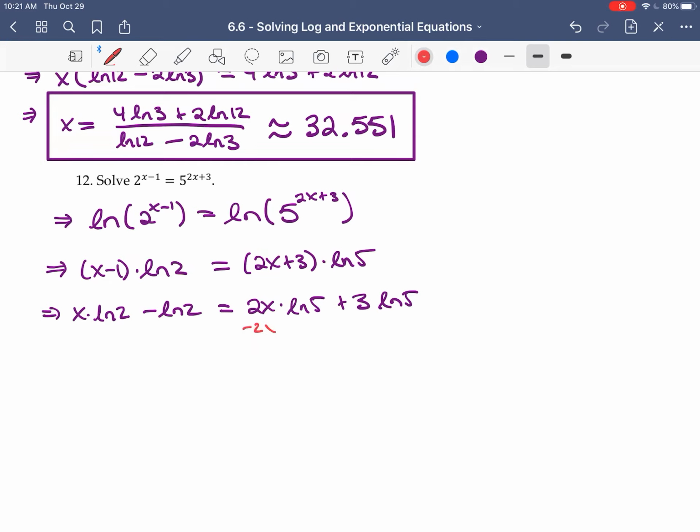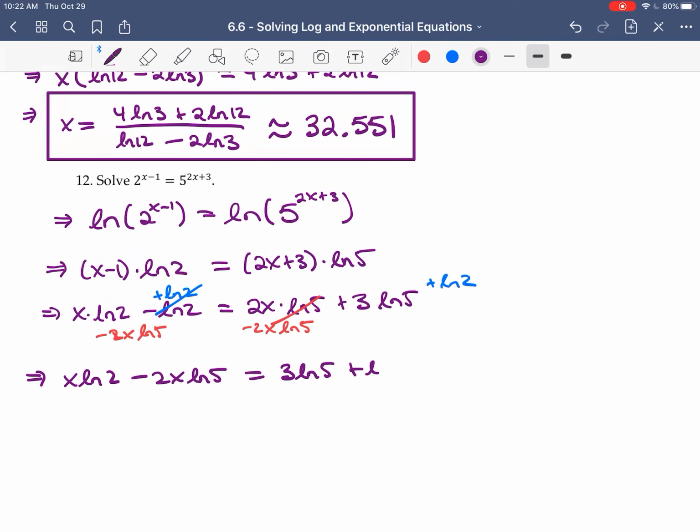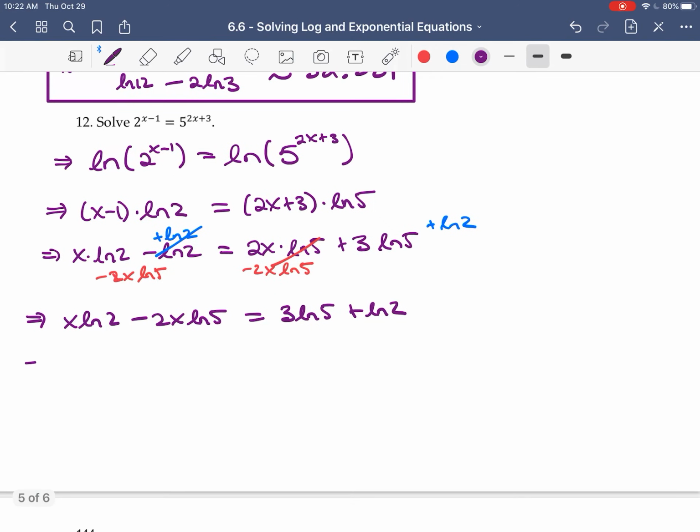Okay, now I want all of the things with x's together. So I'm going to move this one to this side. Okay, so it's gone over here. And I'm also going to move the ln 2 to the other side because there's no x's in that one. So that's going to give me x ln 2 minus 2x ln 5 is equal to 3 ln 5 plus ln 2. Now I can factor out an x. So I have x times (ln 2 minus 2 ln 5) is equal to 3 ln 5 plus ln 2.